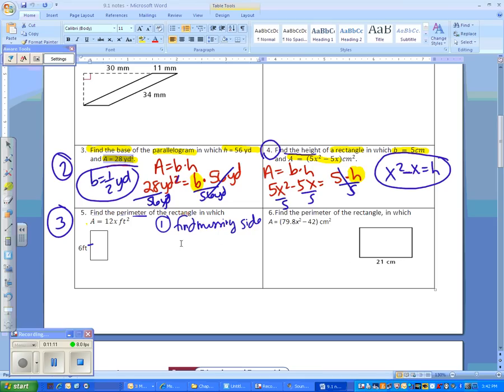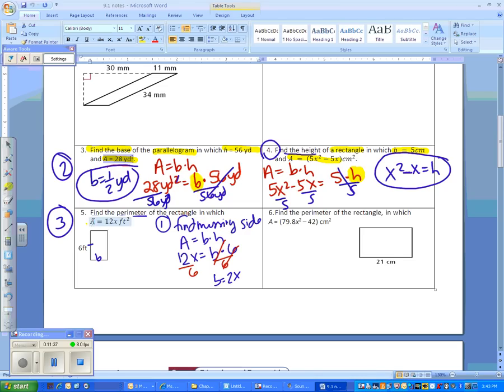We know it's a rectangle, so the area is base times height. We know that the area is 12x. We know that, maybe we don't know what the base is. We'll call this the base. And the height, we'll call it height 6. Okay, we want to figure out what the base is. So the opposite of multiplying by 6 is dividing by 6. And you get that the base equals 2x.